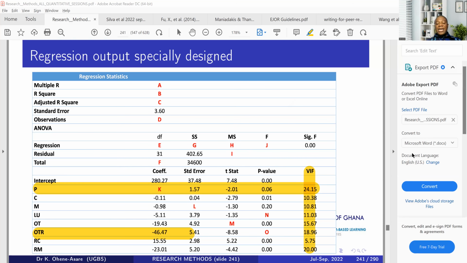And you will always write the reason why you said that. Because it has a higher VIF of, and then you mention the number. That is how you execute that last question.